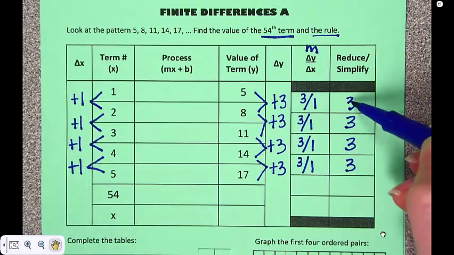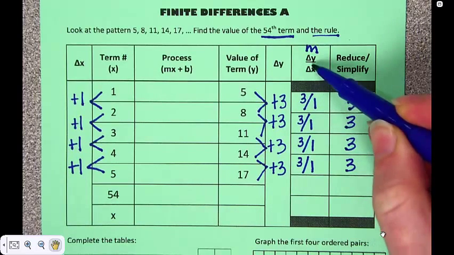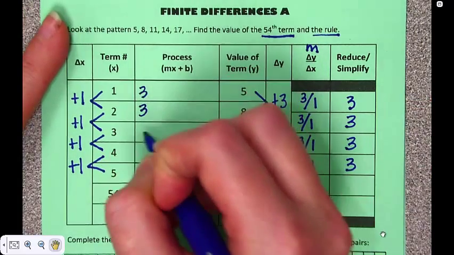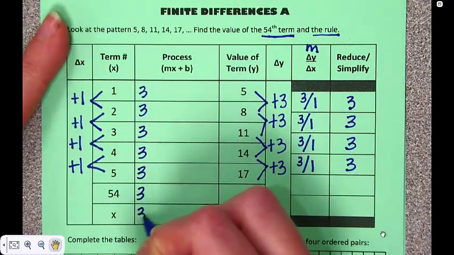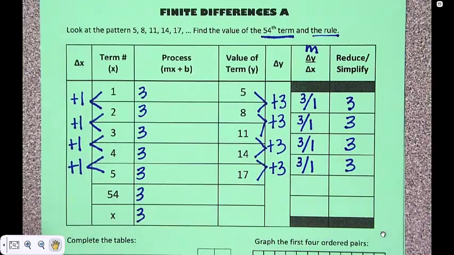We're going to put this value that we got for our reduced and simplified delta y over delta x as the first thing down our process column. So in all of our boxes, we're going to put a 3. And I'm even going to do it for the 54 and for the x.